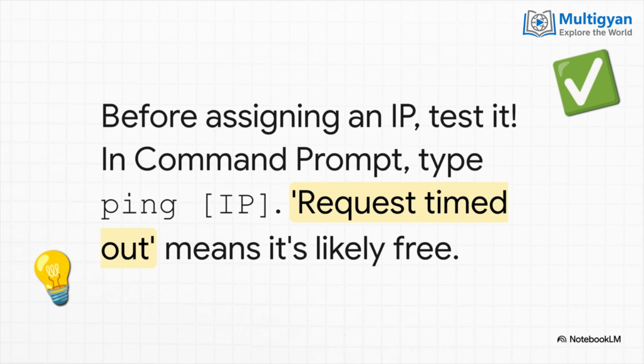And hey, here's a great pro tip so this never happens to you again. Before you assign a new static IP, you can actually check if it's free. Just open up Command Prompt again and type ping, followed by the IP you want to use. If the response you get back is request timed out, that's a good sign. It means the coast is clear and that IP is probably available.